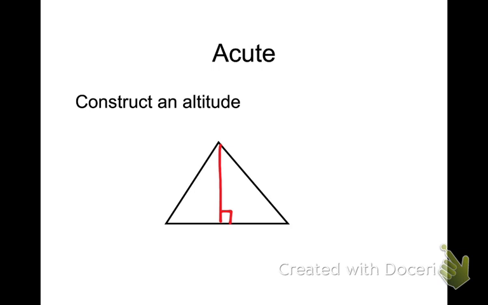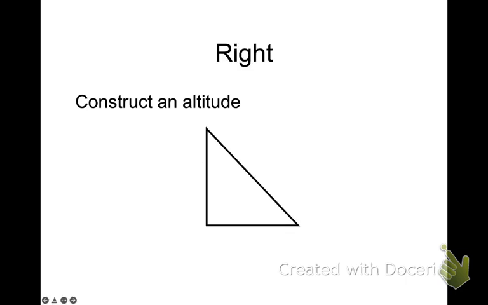Okay, now let's go to a right triangle. Where is the highest point on my right triangle? It's up here. Well, if I make a perpendicular line to the base, what happens? Isn't it just the side? Yeah. It is. So when you have a right triangle, your altitude will fall on one of the legs of your right triangle.